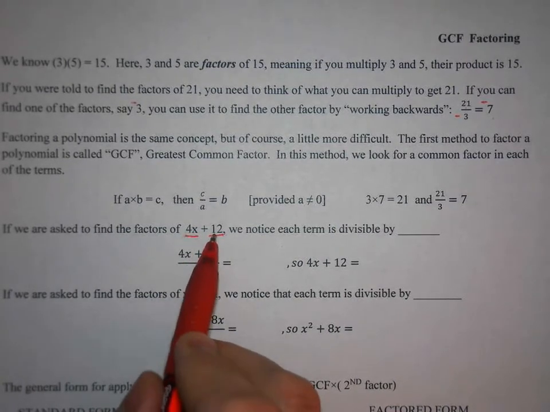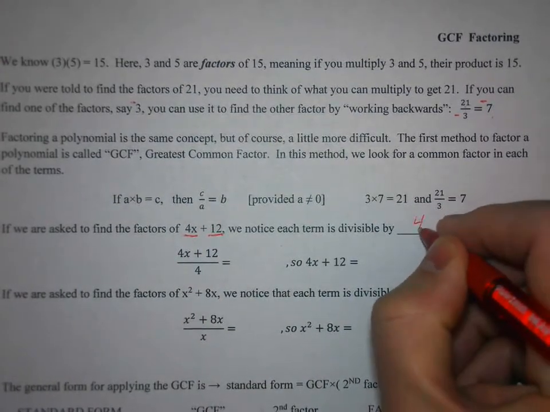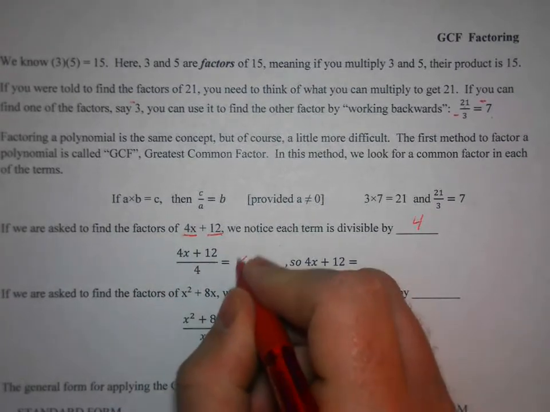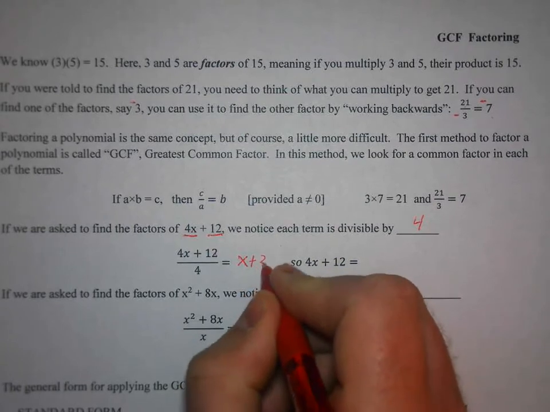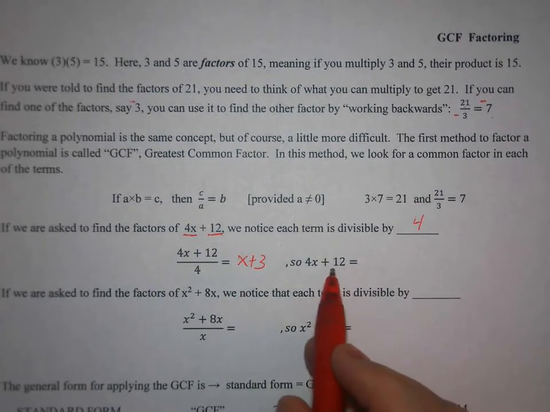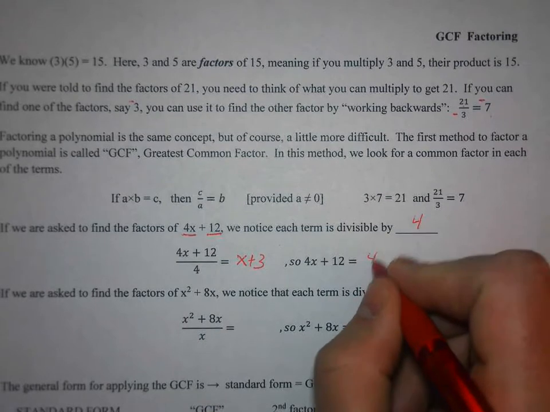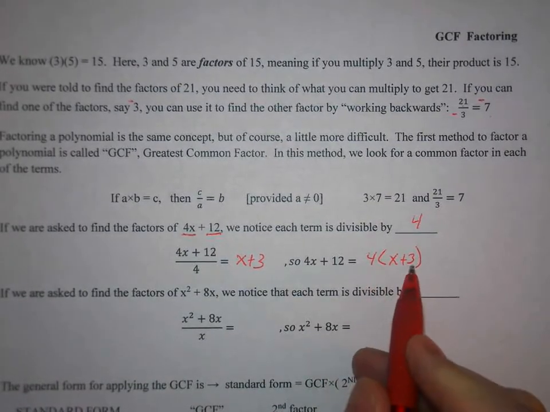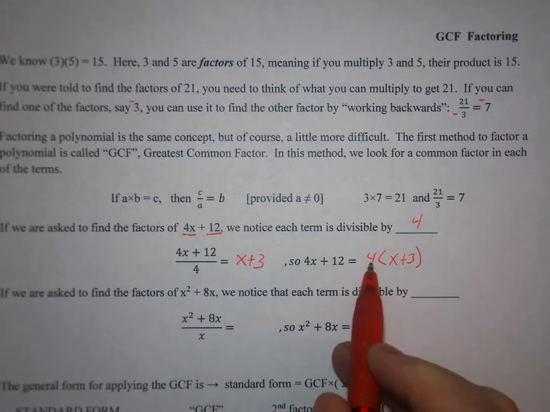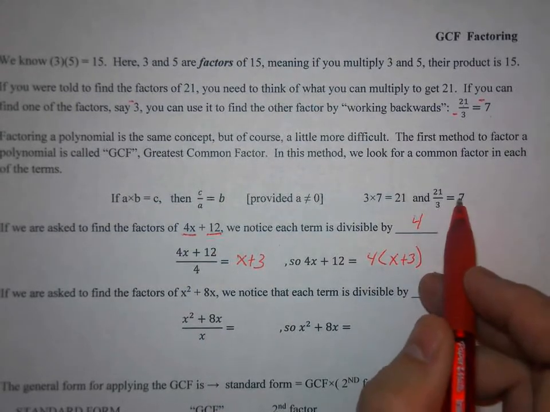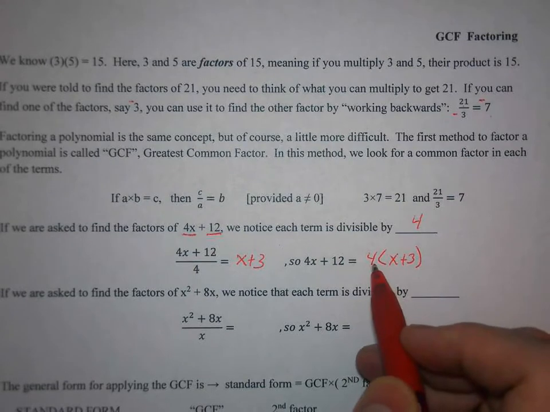So notice that 4x and 12 are both divisible by a 4. So if we divide 4x plus 12 by that factor of 4, 4x divided by 4 is just x. And then 12 divided by 4 is positive 3. So there is your second factor, x plus 3. So the polynomial 4x plus 12 equals 4 times x plus 3. So the first factor is 4, the second factor is x plus 3. And if we applied the distributive property, 4 times x is 4x, and then 4 times 3 is 12. Just like up here saying 3 times 7 is 21, that's the same idea as this answer here.